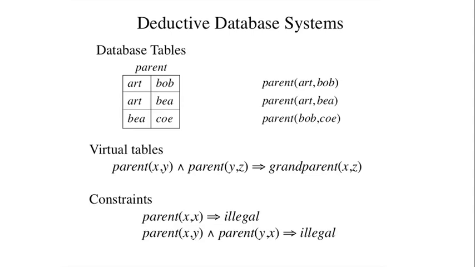By conceptualizing database tables as sets of simple sentences, we can use logic in support of database systems. For example, the language of logic can be used to define virtual views of data in terms of explicitly stored tables, such as this definition of grandparent in terms of parent. And it can be used to encode constraints on databases, such as this constraint that people cannot be their own parents, or this second constraint that people cannot be the parents of their parents. Automated reasoning techniques can be used to compute new tables and to detect problems and to optimize queries.